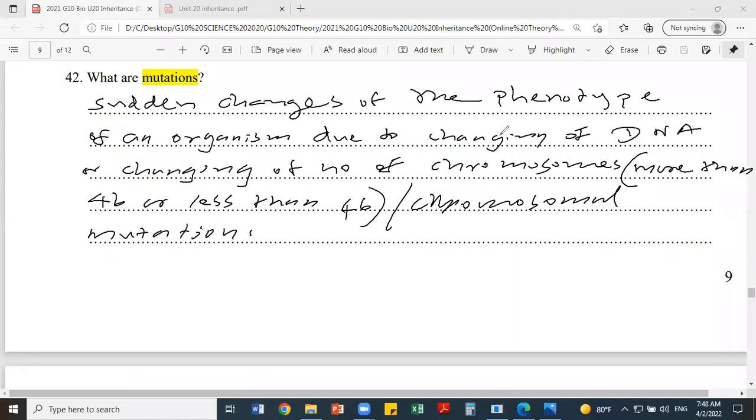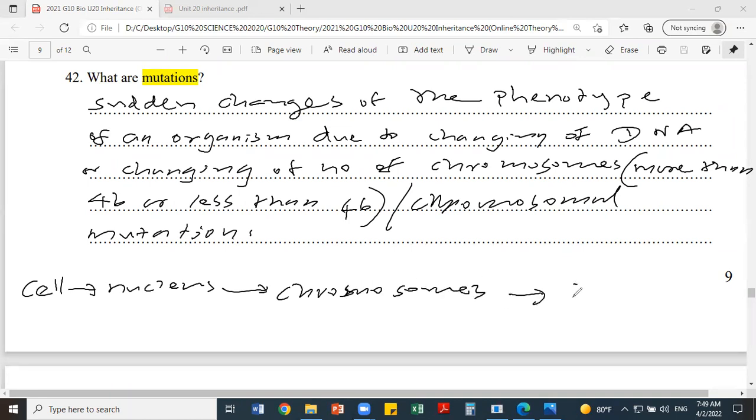This is due to the changing of the DNA or the genes, called gene mutation. So gene mutation means, you have the DNA, and you get the genes in your DNA, right? You should know this also. We have the nucleus in the cell. The cell contains a nucleus. Inside the nucleus you get chromosomes. In chromosomes you get what? DNA. Inside the chromosomes you get DNA. In DNA you get genes.